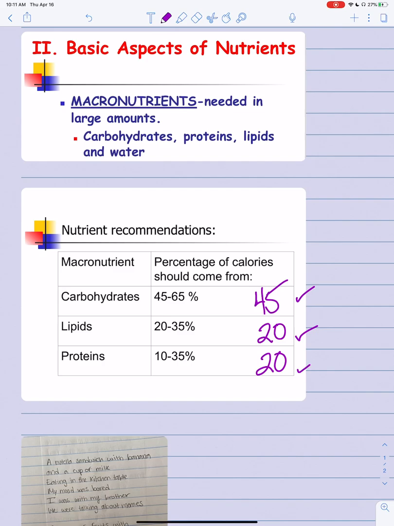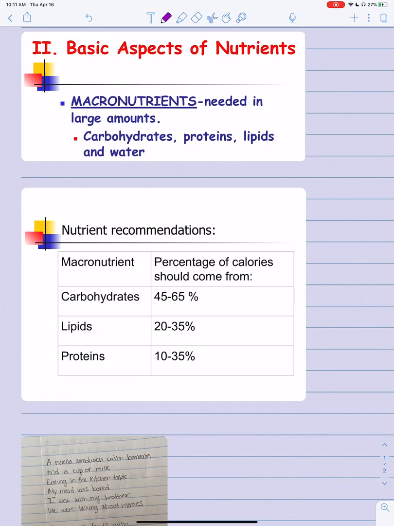Now you'll notice this does not add up to 100%. And that is because this is a range. This is a range, right? From 45 to 65, from 20 to 35, from 10 to 35. So there is some variables in there, okay? So just realize that, yes, in fact, this does vary some. It's not like a measured millimeter, okay?